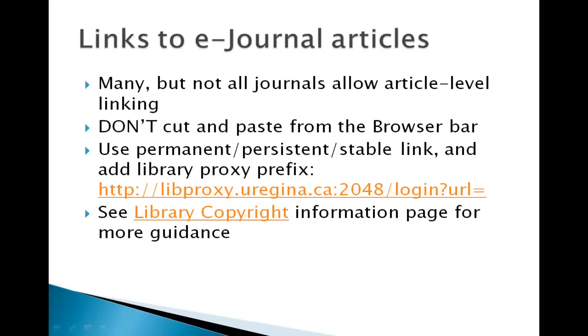So you need that piece, that stable link, and you also need to add the library proxy prefix, and you can see that text on your screen. What that does is alert the journal that this student is a University of Regina student. They'll click on that link, they'll be asked to verify their U of R status, so they log in with the same ID and password they use for their email and UR courses. They click submit and they go right to the material that you want them to read. No charges involved. Building a link like this notifies the system that they have access to this material provided by the University of Regina Library.